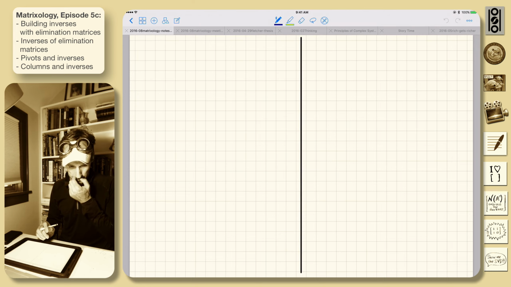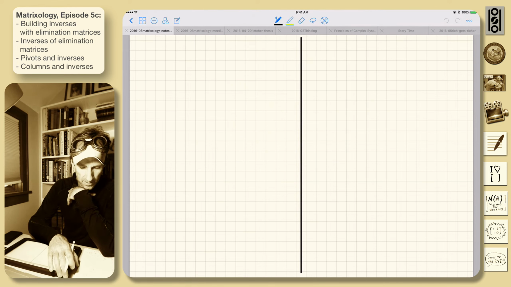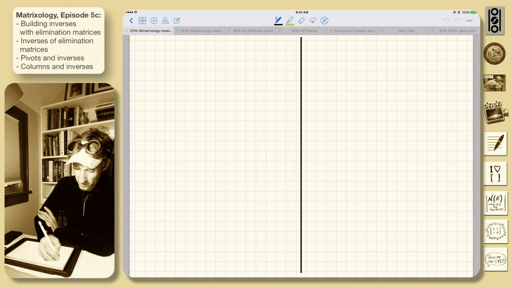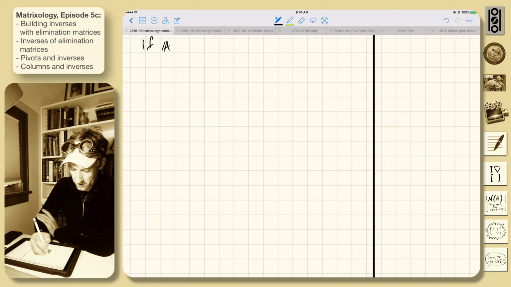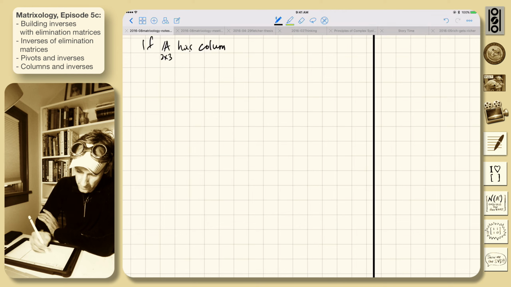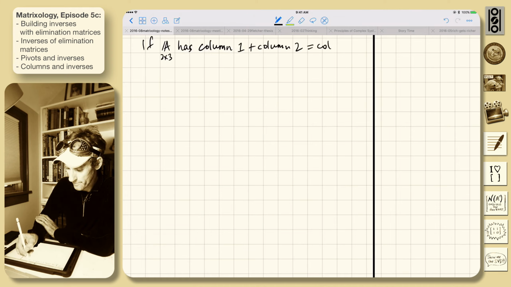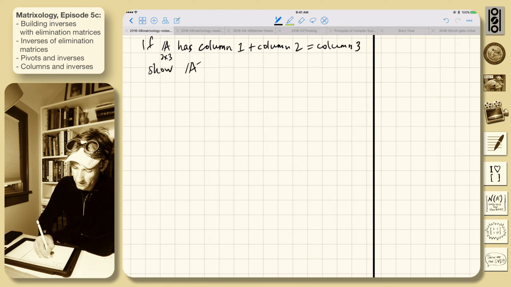And then there's one more piece here. Let me just allude to it, just kind of get this going. So this is an interesting thing. And this starts to show you some more strangeness, perhaps. So let's go back to A, and let's say it's a 3 by 3. It doesn't actually matter. It has column 1 plus column 2 equals column 3. So the first column plus the second column equals the third column. It's kind of strange: show A to the minus 1 does not exist.